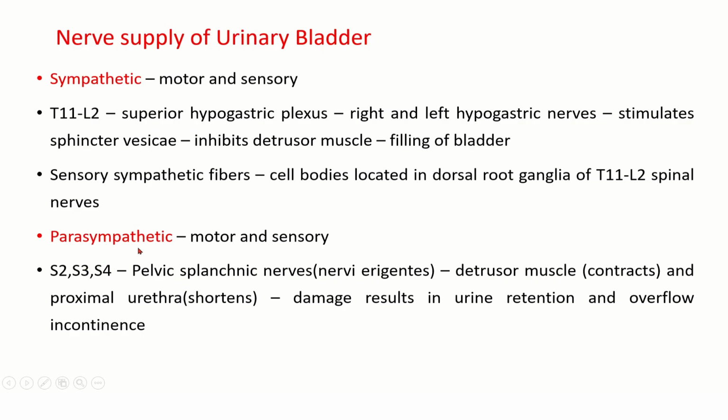Parasympathetic fibers also have motor and sensory components. From S2, S3, S4 segments come the pelvic splanchnic nerves, otherwise called nervi erigentes. They supply the detrusor muscle. Stimulation contracts the detrusor muscle, and they also supply the proximal urethra. Damage results in urine retention and overflow incontinence. Damage to this parasympathetic motor supply will completely inactivate the detrusor muscle, so there will be dilatation of the bladder without contraction, and overflow incontinence.